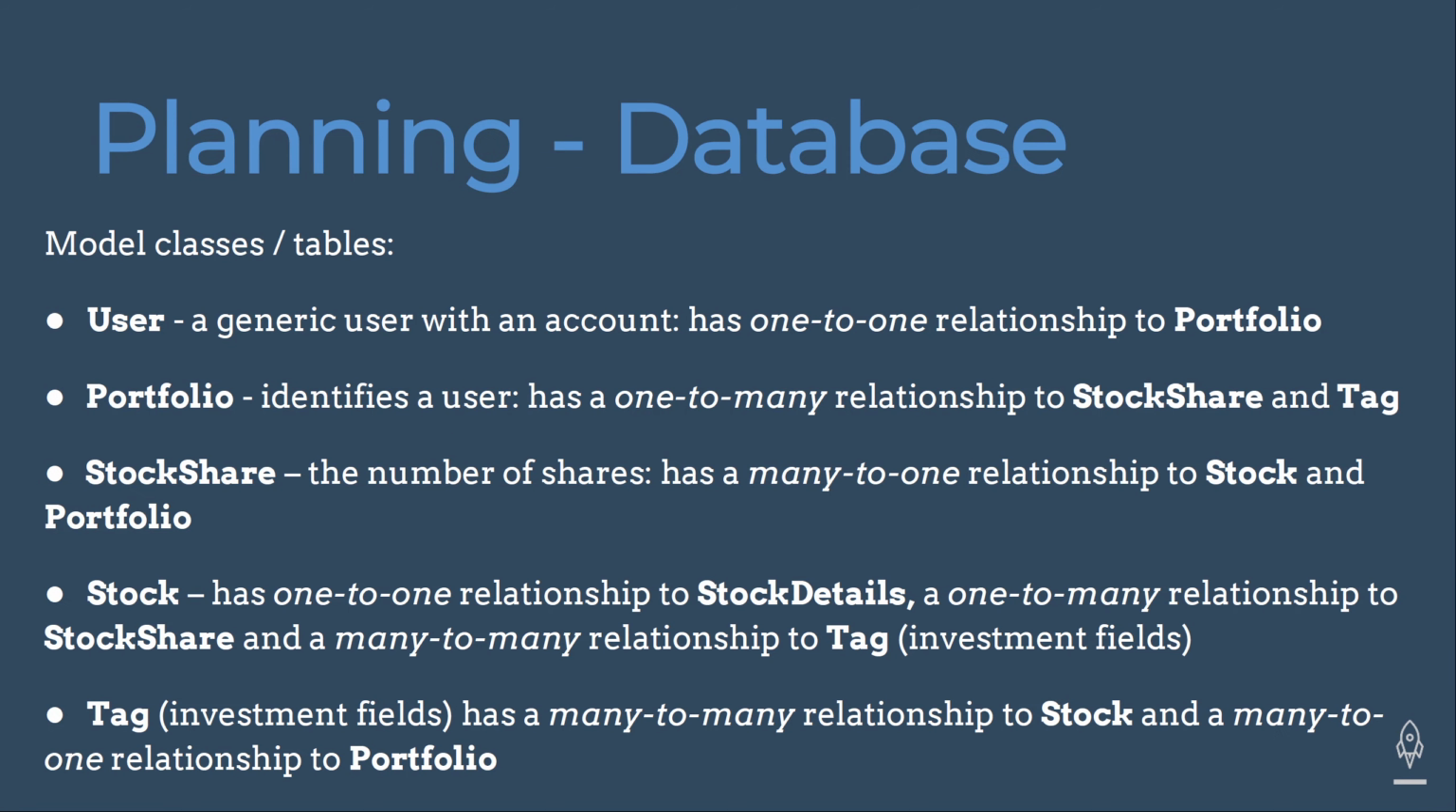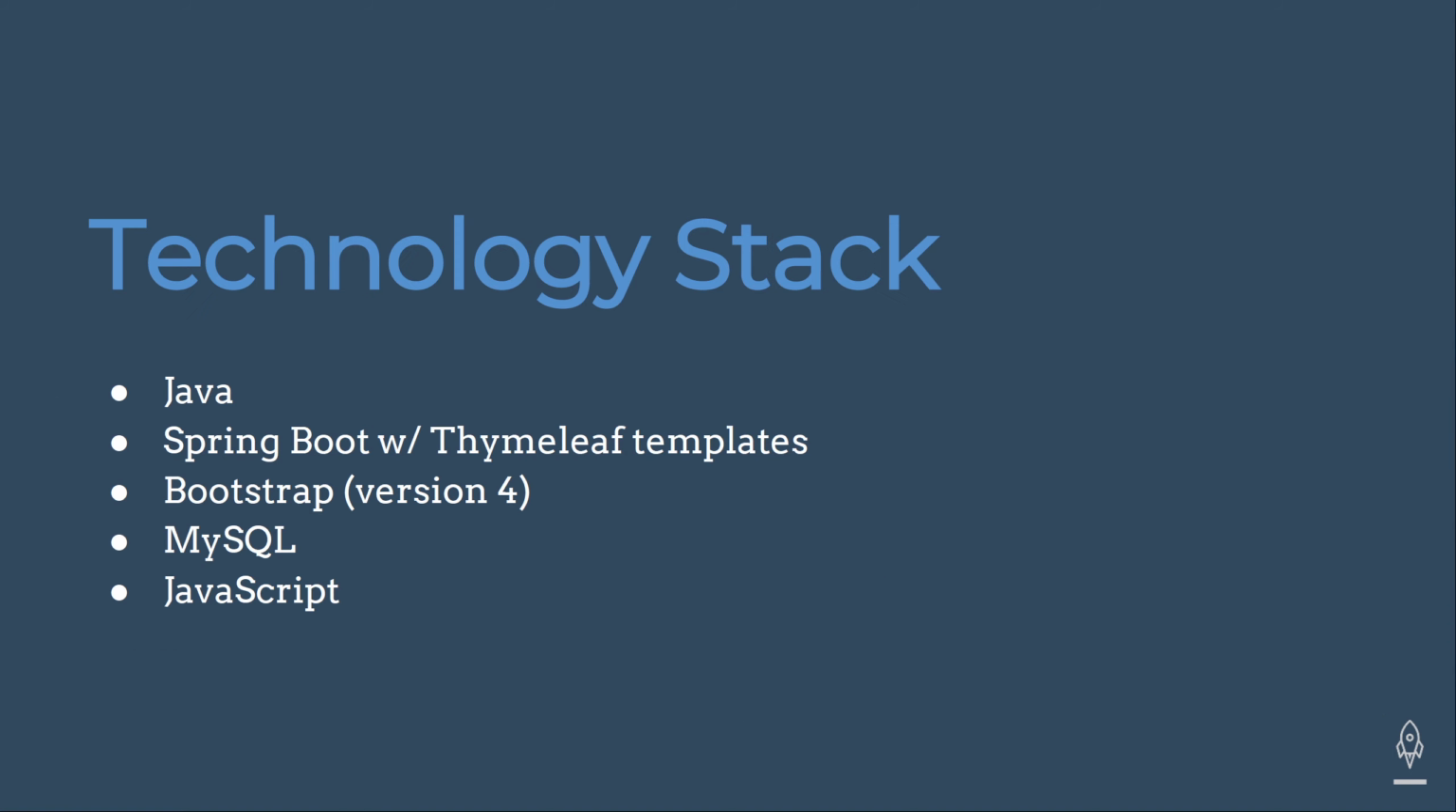The database follows. We have a user, and a portfolio class that has a one-to-many relationship to stock shares. We have stock and tag classes as well. Each user is represented by his profile, which is expressed by the portfolio class, and the stock shares represent the number of shares. The technology stack used is Java, Spring Boot, Bootstrap, MySQL, and JavaScript.